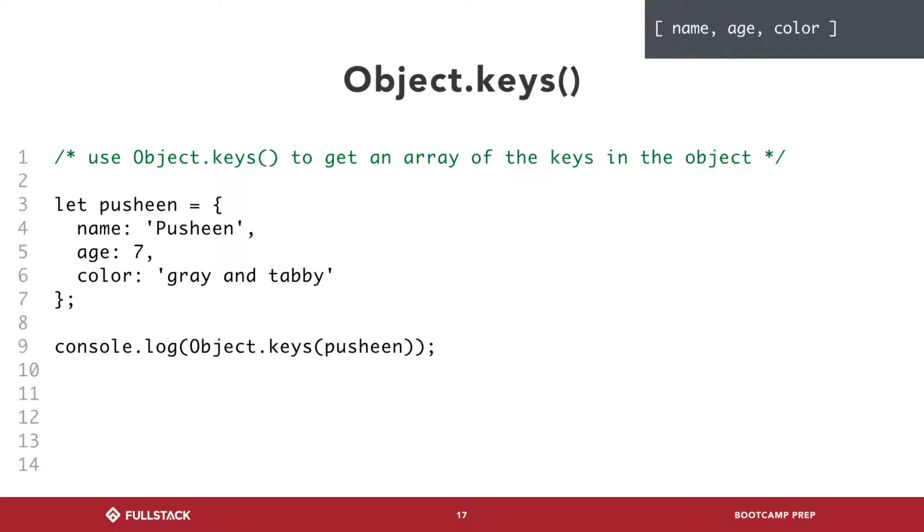Like I said, typically the order of the array is going to be the order in which the keys were created. But once again, that's not a hard and fast rule, because when you delete properties, sometimes things get shifted out of order.